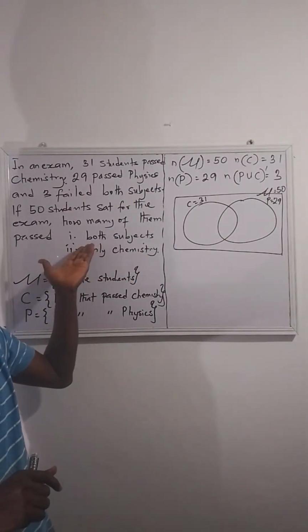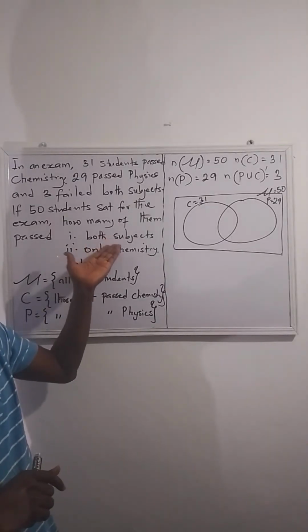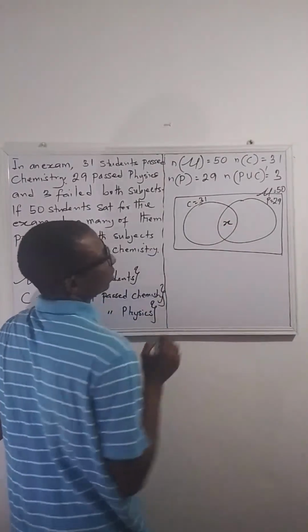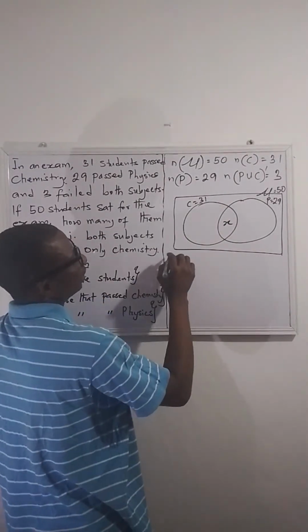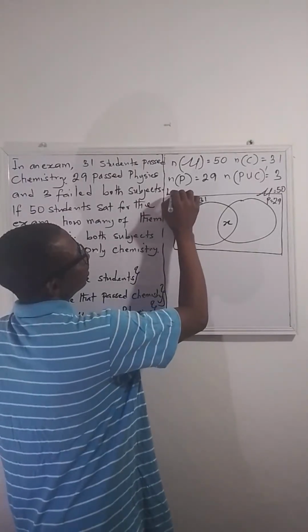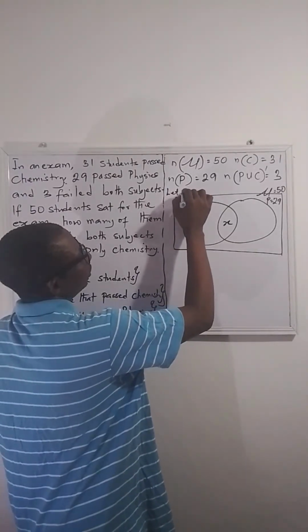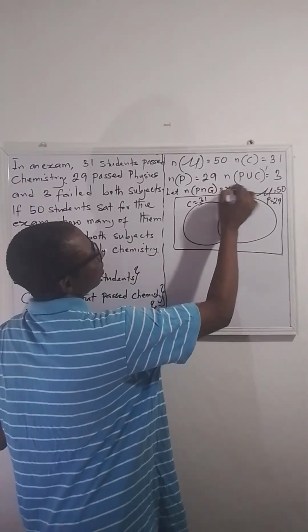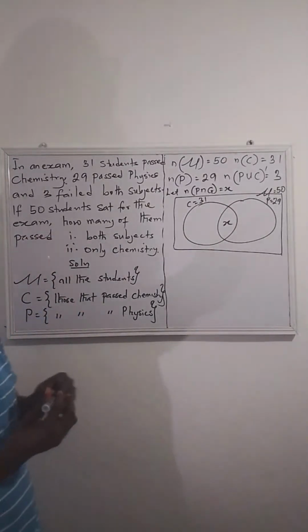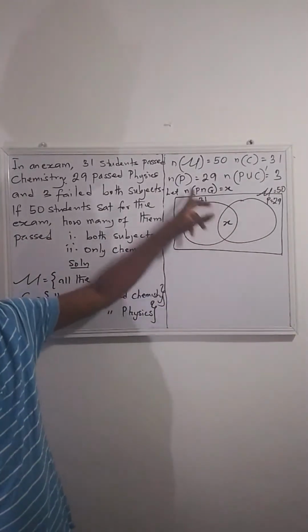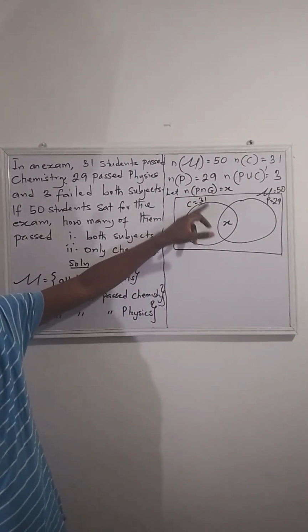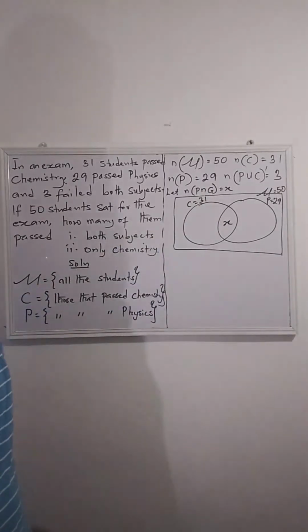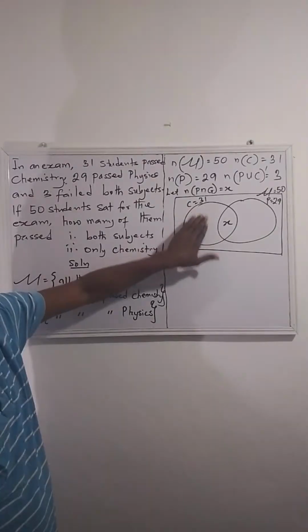We have to find the number of those that passed both subjects. So that means we can represent that with X. But we have to write it out by saying, let the number of P intersection C be equal to X. You must write it out so that we will not begin to ask questions. What is X? X is the number of those that passed physics and chemistry. Okay, good.